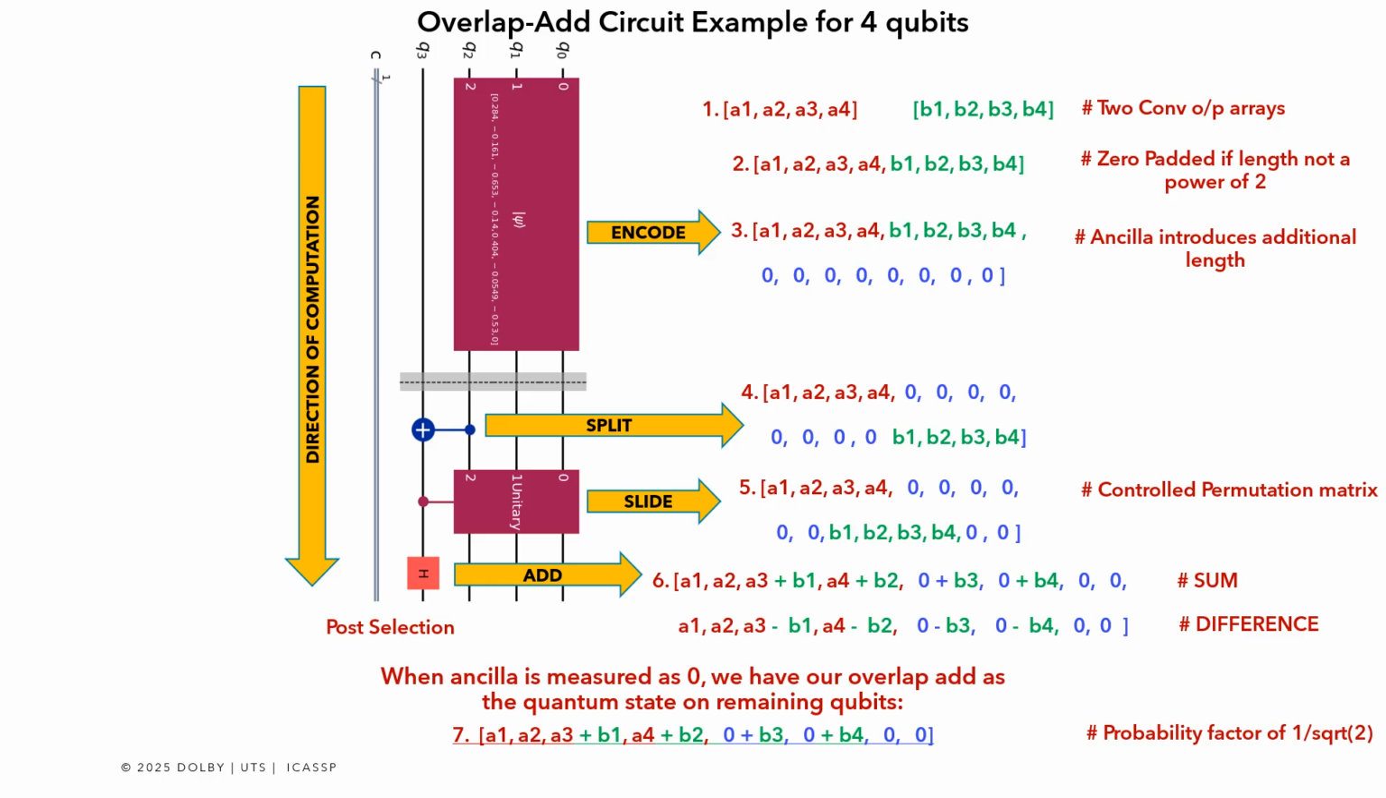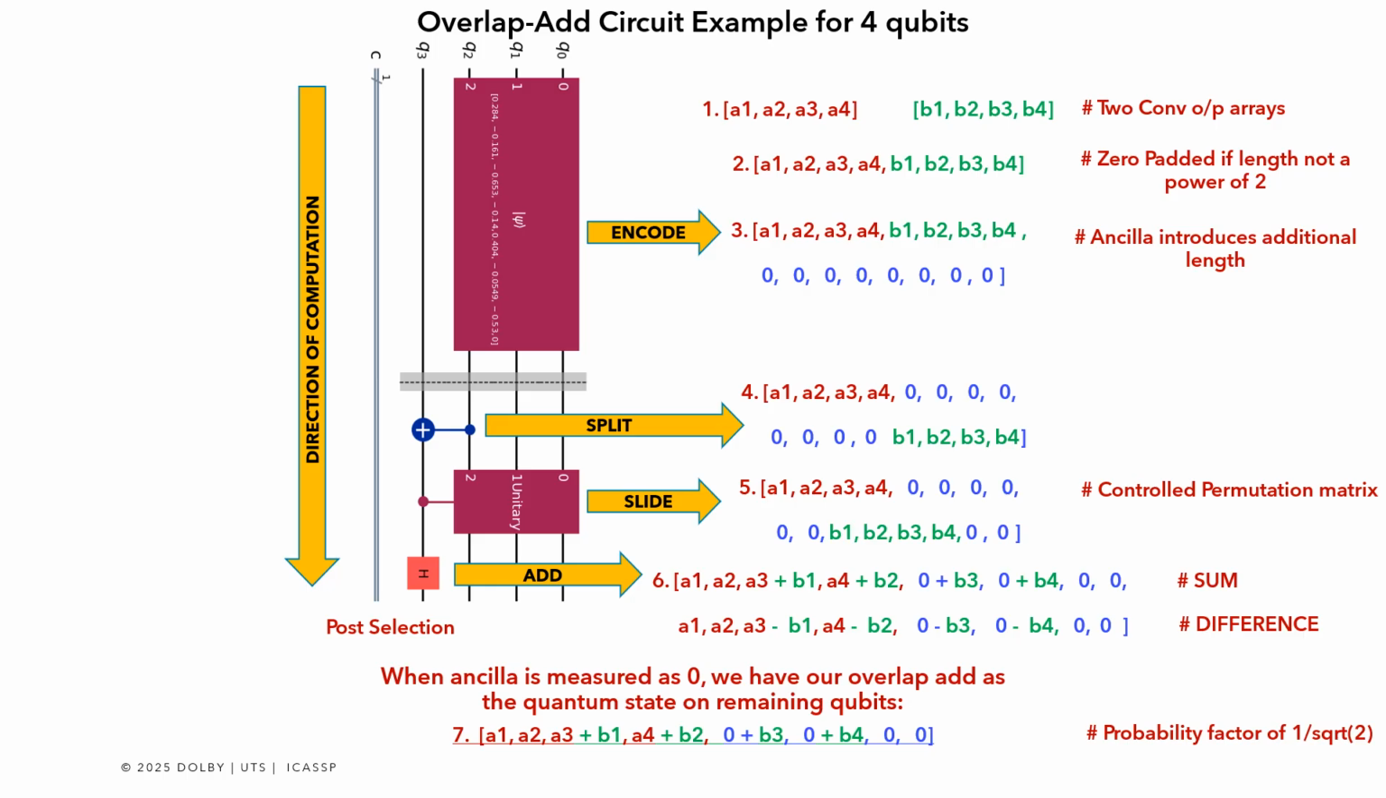Now with a proper controlled permutation matrix, which moves around the coefficients of the column vector according to our needs, which we label as the slide operation, we have the output at step 5. In this case we just move the BIs by 2 units, so to speak. And finally, with a Hadamard operation shown here as the H gate in the circuit, we have performed the sum and difference. As you can see, the first half of step 6 gives us the sum of the two convolution outputs, while the second half gives us the difference. And finally, we measure the ancilla, that is Q3. When the ancilla is measured as 0, we have our overlap add as the quantum state on the remaining qubits, which is our output at step 7.